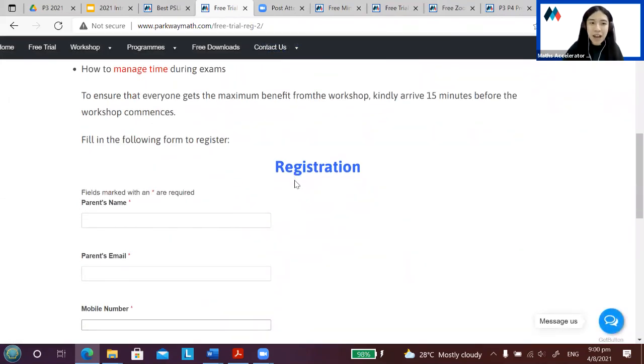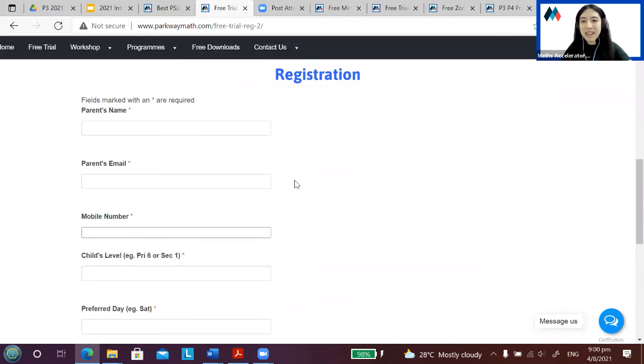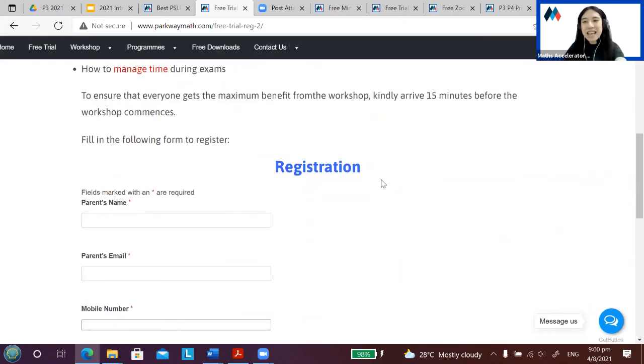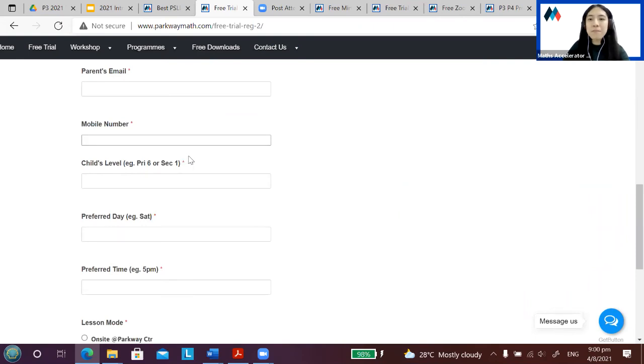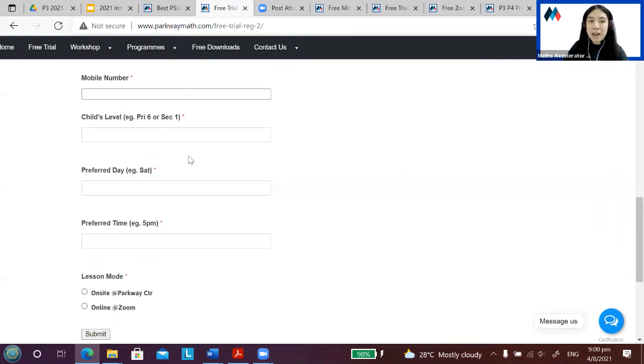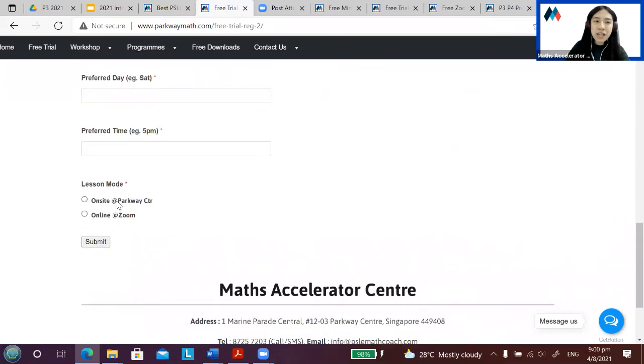If you want to register for a free trial, just type in the parent name. The link is here, don't worry. So you just fill in these fields: name, email, mobile number, the child's level, P5 or P6, your preferred day, what day you would like to come down, and preferred time, what time you would like to come down. Also, please check whether you would like to come here on site or have a Zoom lesson instead. On-site lessons are better for students who are struggling a little bit more. Online is perfectly fine, but it requires you or your child to be more motivated and ideally probably performing better.